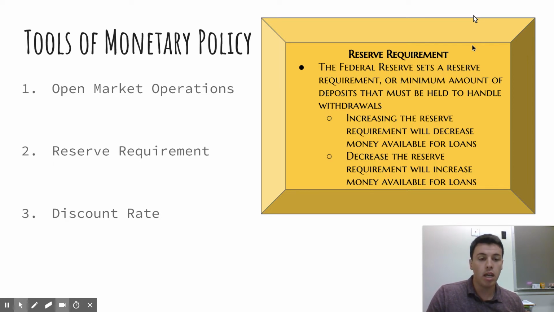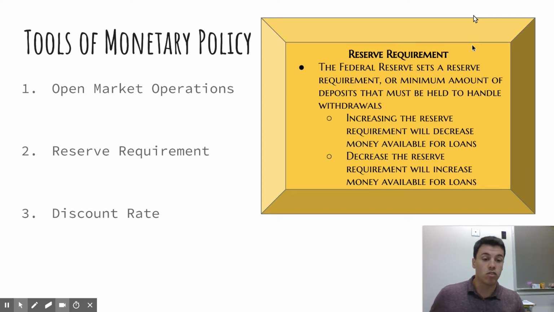And again, we're looking to pull money out of the economy or put money into the economy, depending on what we're trying to do. Increasing the reserve requirement is going to decrease the money that's available for loans. So if we increase the reserve requirement from 10% to 20%, that takes that 10% that could have been loaned out for homes and businesses and cars and credit cards, and it eliminates it and says, no, you have to hold this money in reserve. You can't do anything with it. You have to hold it. So that would decrease the amount of money that's out there.